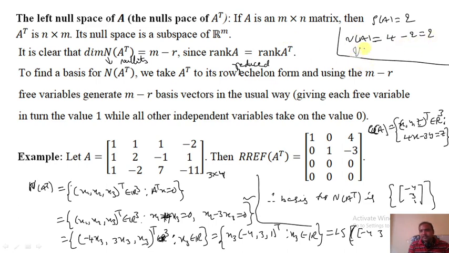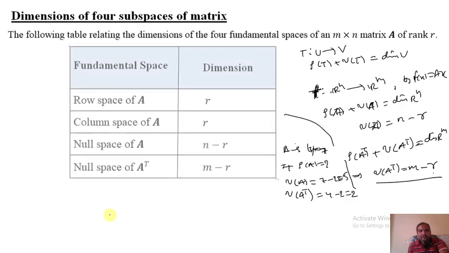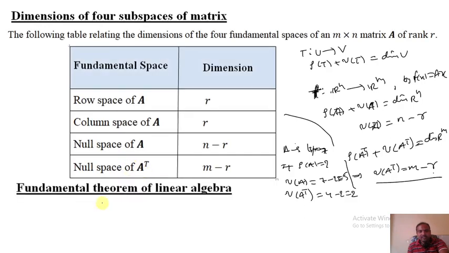Now, what is the null space of A transpose? A transpose is a subspace of R power m. m is 3, so 3 minus rank 2 is 1. And here the null space contains only 1 vector, minus 4, 3, comma 1. Okay, this is the theorem. This theorem is called the fundamental theorem of linear algebra. It's an important theorem.